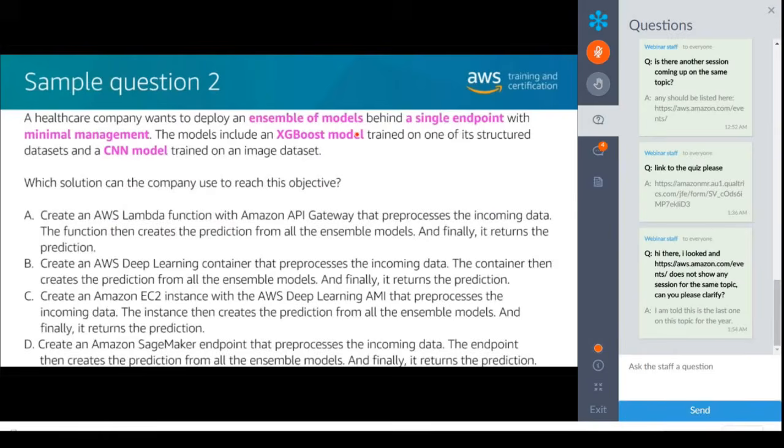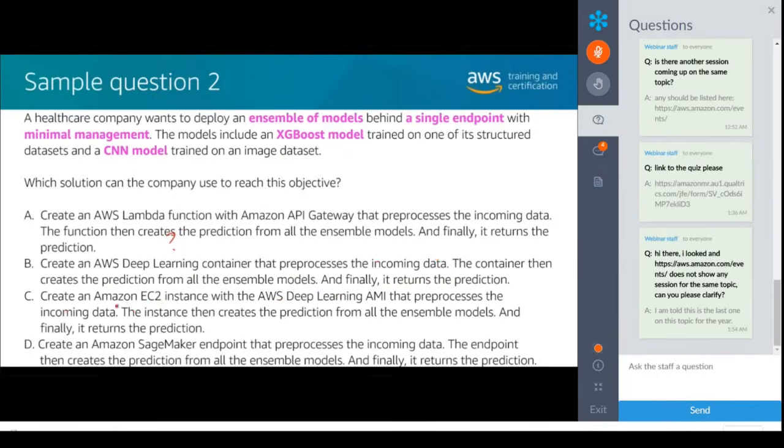Well, if we create a Lambda function with API Gateway pre-processing incoming data, that seems like a lot of work. Yeah, I don't know if I like that. Deep learning container that pre-processes incoming data. Container then creates the prediction from all ensemble models, and finally it returns the prediction.